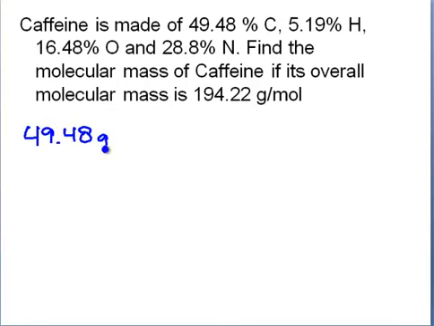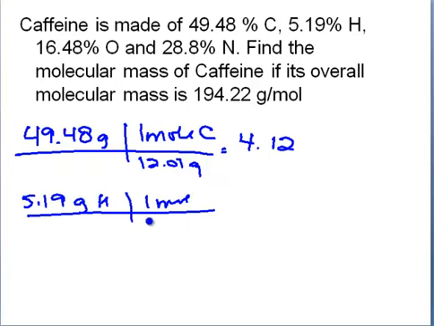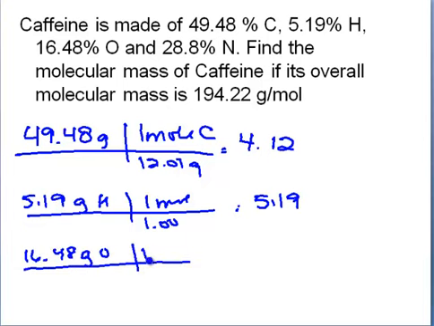Okay. So I take 49.48 grams. Let's do it this way. I feel better. 1 mole of carbon over 12.01 grams, and I get 4.12. I take 5.19 grams of hydrogen divided by 1 mole over 1.00, and I get 5.19. I have 16.48 grams of oxygen. I divide 1 mole by 16 grams, and I get 16.48 divided by 16, around 1.03.